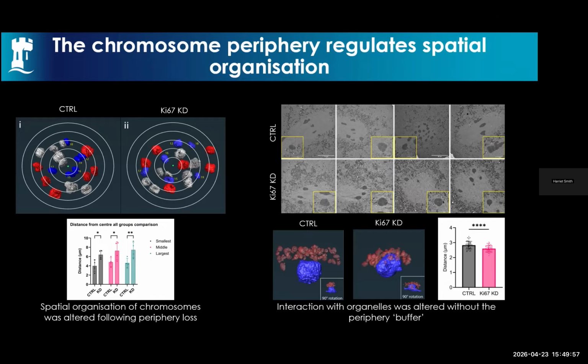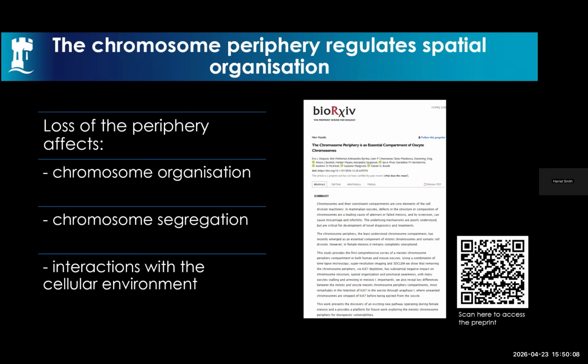We're not sure as of yet whether this is a physical or biochemical buffer, but it's definitely something that should be explored going forward. So from this and much more, Ben from Newcastle and I have a paper in preprint at the minute, which confirmed that the loss of the periphery affects chromosome organization, chromosome segregation, and also interactions with the cellular environment.